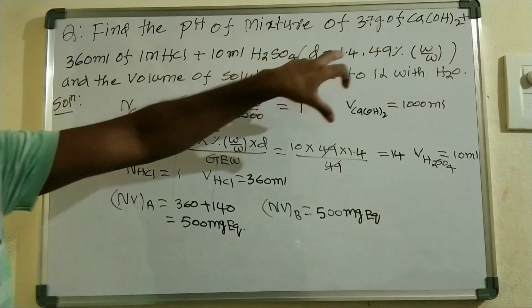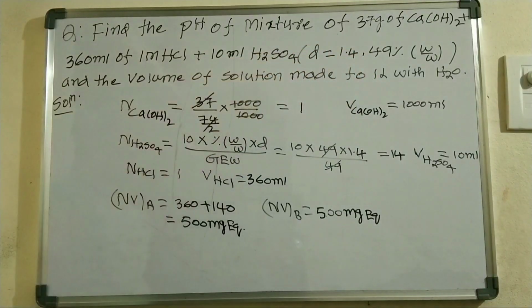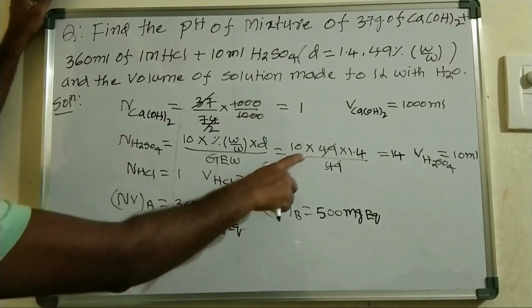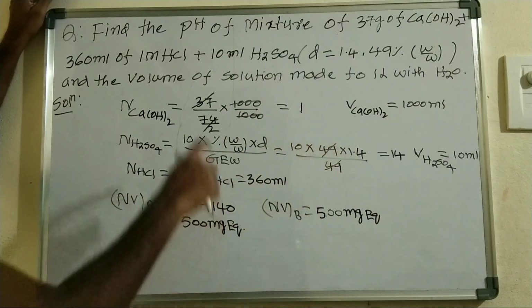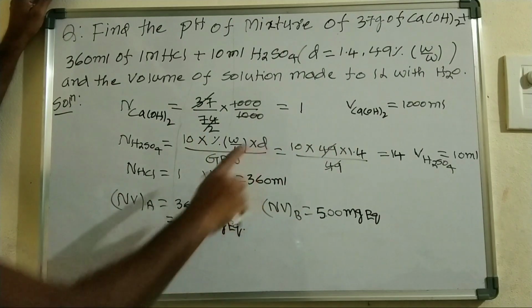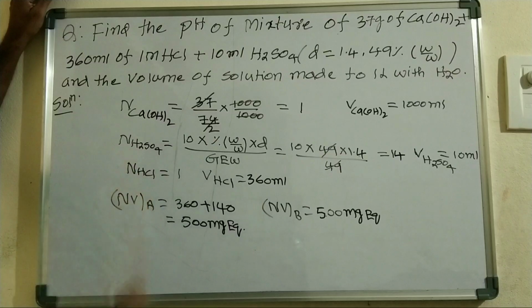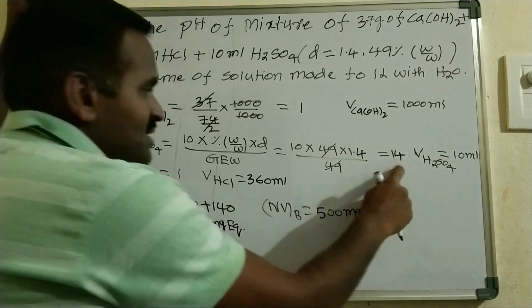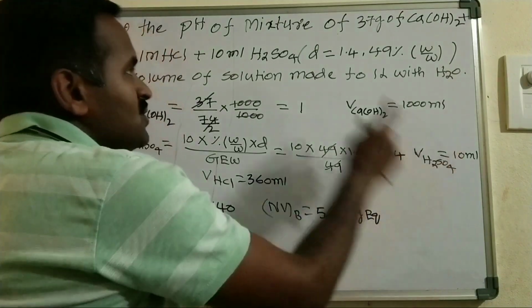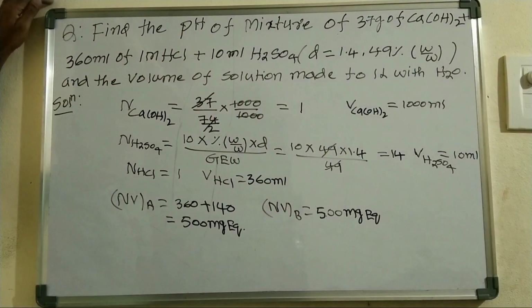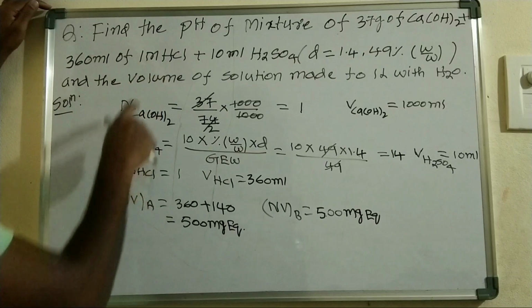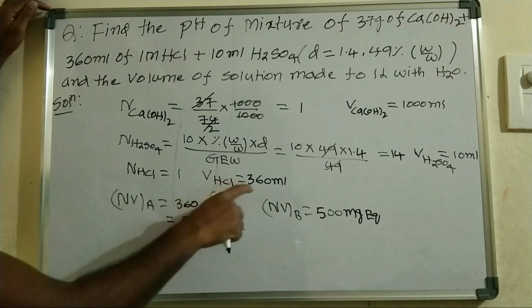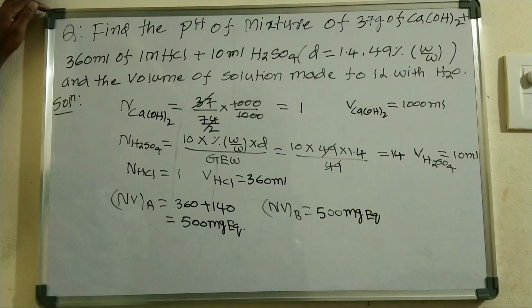Further, they have given its density, weight percentage, and volume. By using that, you can find it: 10 into weight percentage 49, density given as 1.4, and the gram equivalent weight is 49, because it is 98 divided by 2, 49. On simplification, you will get 14. The volume of H2SO4 in the problem is given as 10 ml. Whereas the normality of HCl and molarity of HCl are the same, because it is a monobasic acid. The volume of HCl is 360 ml, right?